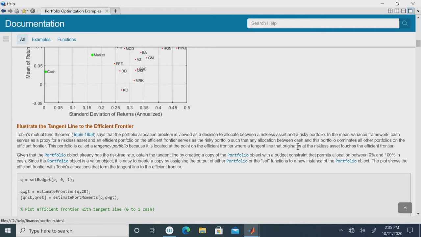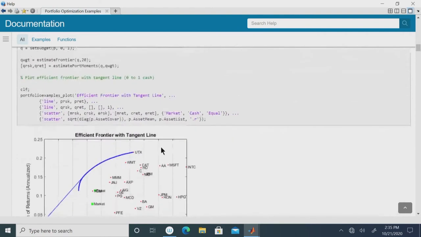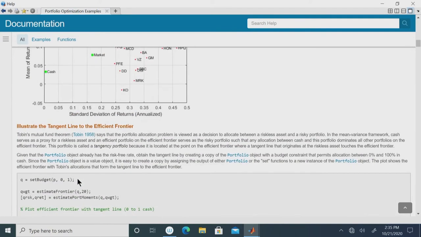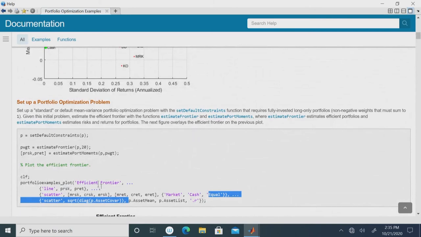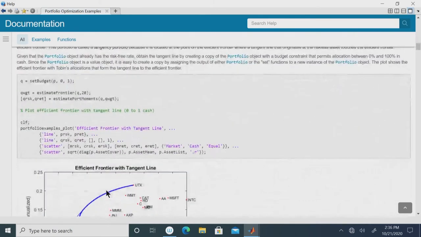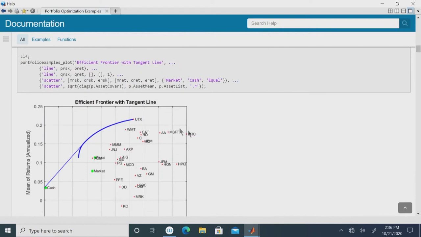We can generate the tangent line. What is the tangent line? The tangent line is a collection of all those points on the mu sigma diagram as you vary your risk free rate from 0% to 100%, that is, from 0 to 1. Accordingly, we set the budget of this risk free asset from 0 to 1. We will have the scatter plot as before, the efficient frontier, and then we will generate this line. Here we use P risk and P return for the portfolio itself when generating the efficient frontier, and Q here indicates the tangent line, which is tangent to the efficient frontier.